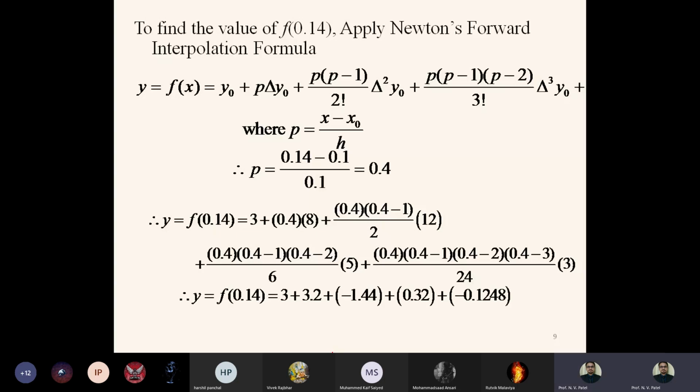And then simplify each term, so that is 3 as it is, 0.4 multiplied by 8, that is 3.2. Next is 0.4 into 0.4 minus 1 into 12 divided by 6, that is minus 1.44. You can verify it with the calculator as well. 0.4 into 0.4 minus 1 into 0.4 minus 2 multiplied by 5 upon 6, that is positive 0.32, and then the next term is divided by 24. You can easily get this value, minus 0.1248.